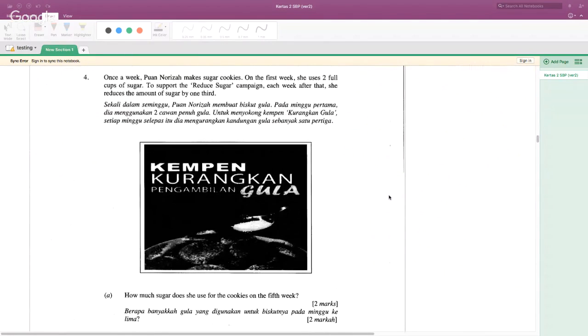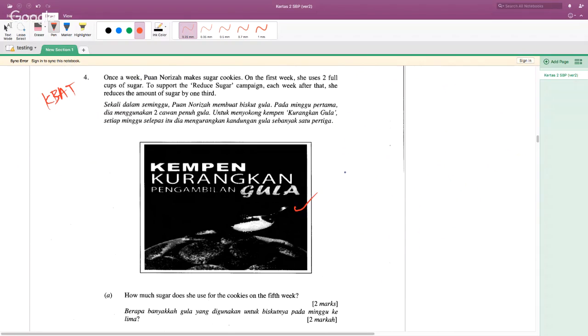Okay, this is another KBAT question here because it's a bit tricky. This question is not really hard, but it's a little bit tricky. Once a week, Puan Noriza makes sugar cookies. In the first week, she used 2 full cups of sugar to support the reduce sugar campaign. The purpose of the campaign is just to ask you to reduce sugar.